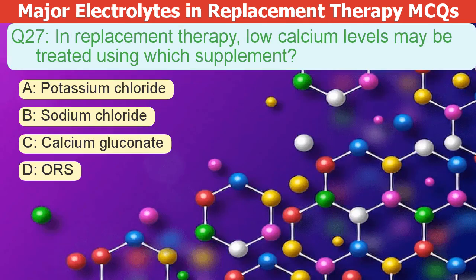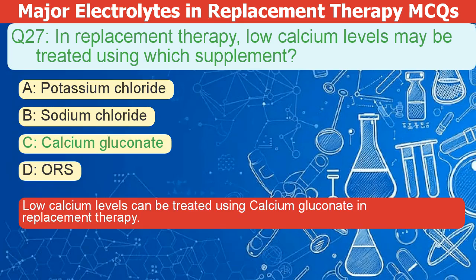In replacement therapy, low calcium levels may be treated using which supplement? A. Potassium chloride. B. Sodium chloride. C. Calcium gluconate. D. OS. The correct answer is C. Low calcium levels can be treated using calcium gluconate in replacement therapy.